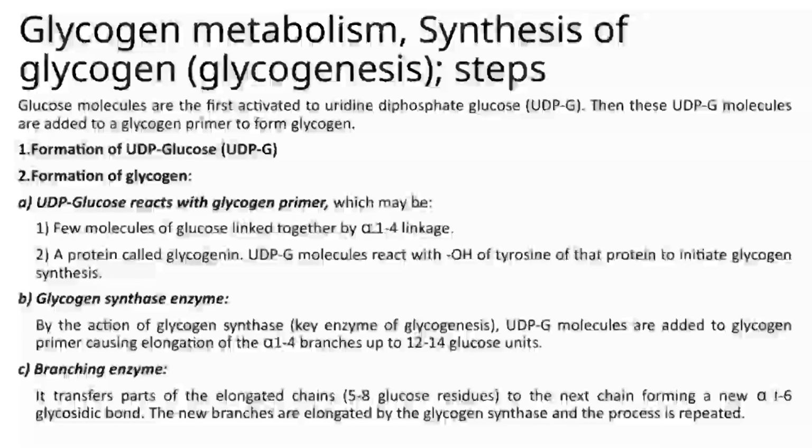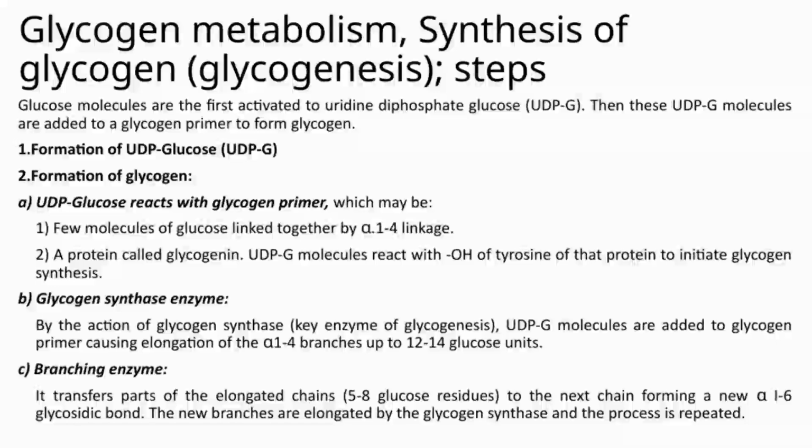And this entire process is repeated, with glycogen synthase adding more glucose units and the branching enzyme creating new branches, resulting in a highly branched, efficient storage form of glucose that our bodies can quickly mobilize when energy is needed.